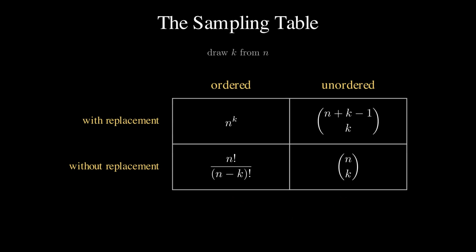The with replacement row is subtler, because a repeated item cannot be reordered into distinct sequences. The stars and bars argument from last video handles it and gives N plus K minus 1 choose K. 4 cells, 2 questions. Recognizing which cell a problem lives in is usually the whole battle.